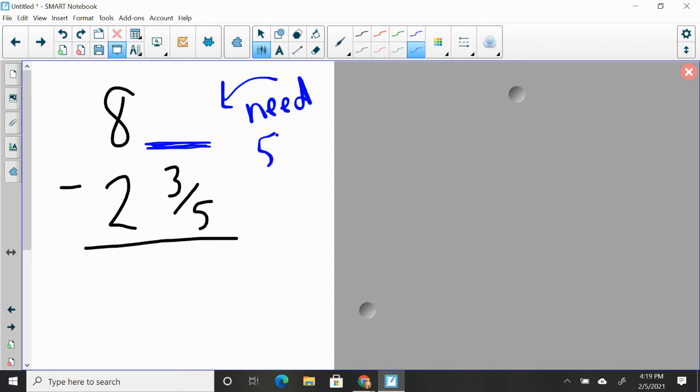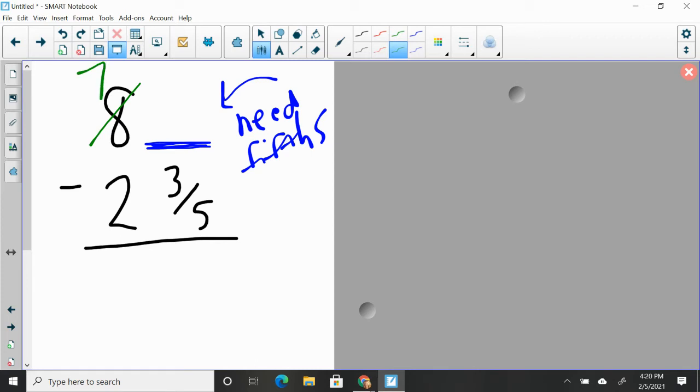And I can spell that out. So I need fifths. And where am I going to get those fifths? Well, I can take a whole from 8. I can trade, is what I'm going to do. I'm going to take one whole and replace it with a whole in the form of a fraction.